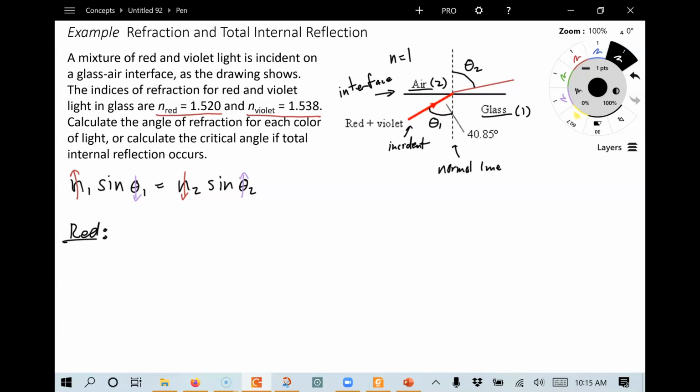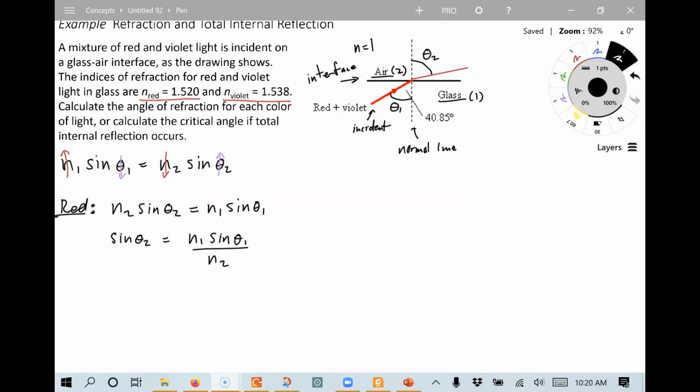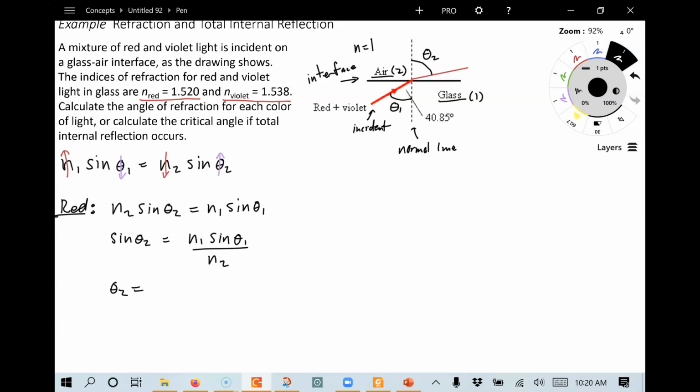In this case, we're going to be trying to figure out theta 2. So let me reverse the equation. We've got N2 sine theta 2 is equal to N1 sine theta 1. And we're solving for theta 2. So let's divide both sides by N2. We're going to end up with sine theta 2 is equal to N1 sine theta 1 divided by N2. So theta 2 is equal to sine inverse of the whole quantity N1 sine theta 1 divided by N2. And now we can go ahead and just put in our numbers and calculate theta 2.